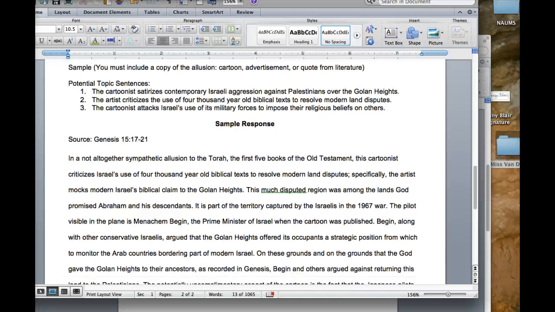And then here are some topic sentences that, again, meet the criteria. The first one: the cartoonist satirizes contemporary Israeli aggression against Palestinians over the Golan Heights, etc. So you can see how we're using the word satirizes, or you could use criticizes or attacks, things like that. You should be using the strong verbs that you can find in your yellow pages. So here's a sample response to a cartoon that I don't have. And the source of the allusion is from Genesis 15:17 to 21.